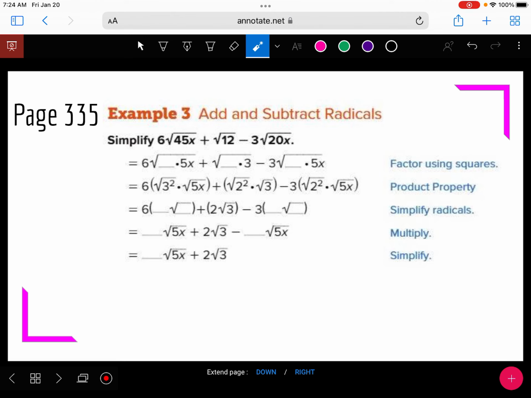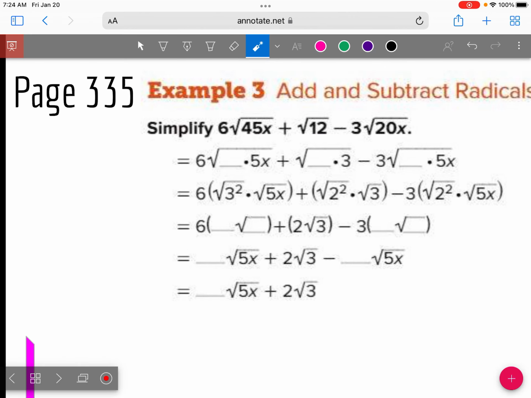Example 3. They do it the weird way the book does. We're going to get to the same sets of pieces, but I'm going to do it the way we're a little bit more familiar with. So we've got 6 square root of 45x plus 12 square root of 12, minus 3 square root of 20x, because why would we start with simple stuff? Good gravy. So I'm going to simplify this thing first.